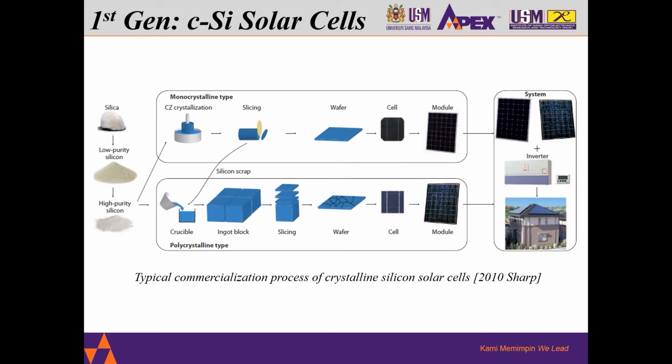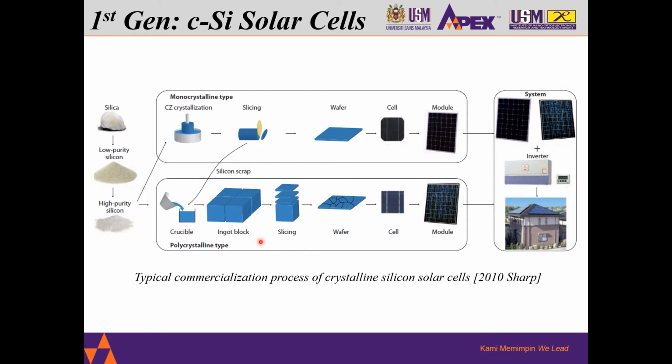This is a typical commercialization process of crystalline silicon solar cells. So as you can see here, you start off with silica to low purity silicon and high purity silicon. For the monocrystalline or single crystalline type, start off with CZ crystallization and then followed with slicing of the silicon and turning it into a wafer, of course to the cell, and to a complete module.